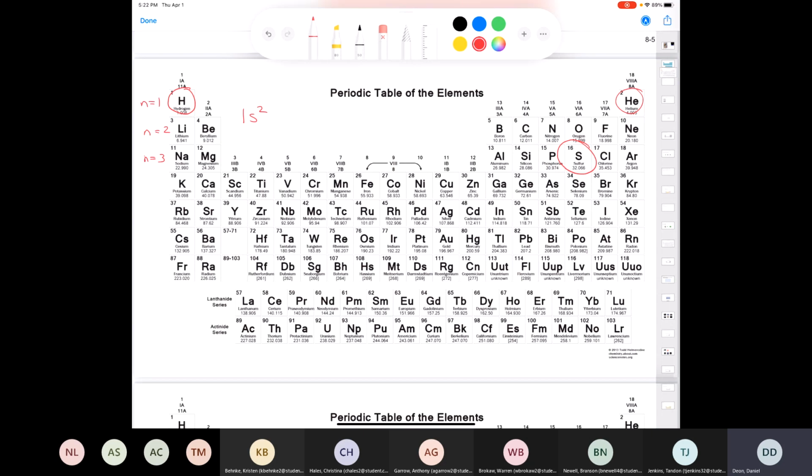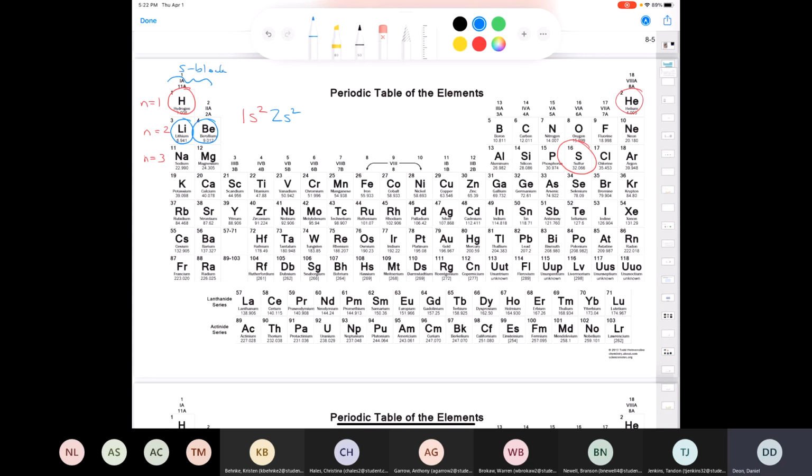Now the s's are all done. If you're thinking, hey, Mr. Dion, wouldn't every element past helium start out with 1s2? Yes, absolutely. Now we're going to go to 2s. So we have 2s1, 2s2. Remember that these two groups are the s block.